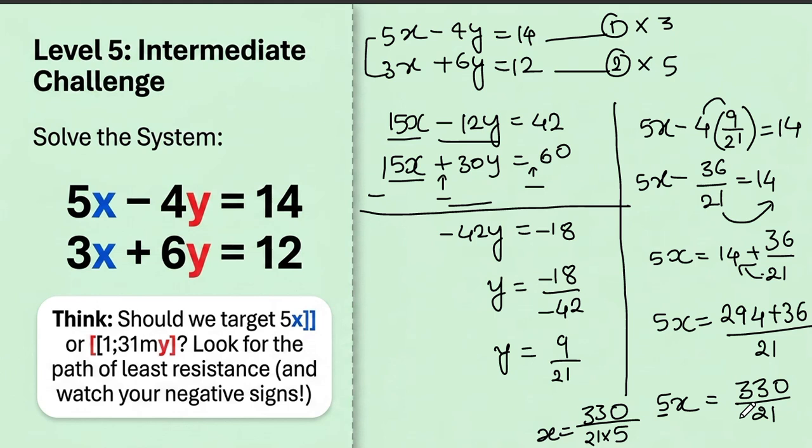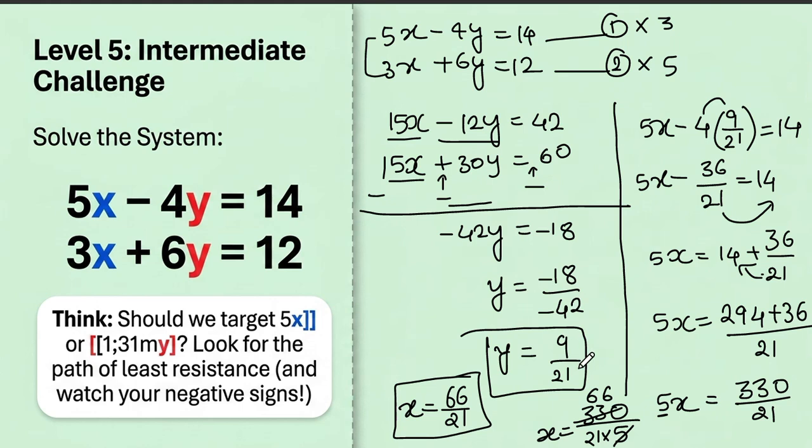If we cancel out 5 and 330, we'll get 5 sixes are 30 and 3 remainder, so again 5 sixes are 30, so 66 upon 21. That means x is nothing but 66 by 21. You can cancel out by 3 also, but we will take it as it is. So x is 66 by 21 and y is 9 by 21.